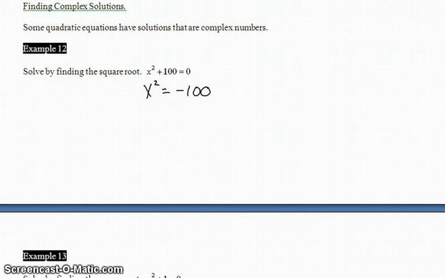Then take the square root of each side, x equals the square root of negative 100. And breaking that down into its components, it's the square root of 100 times the square root of negative 1. So x equals 10i. Make that plus or minus. Don't want to forget my plus or minus 10i. Why don't you pause the video and solve example 13. Start up when you're ready to check your solution.